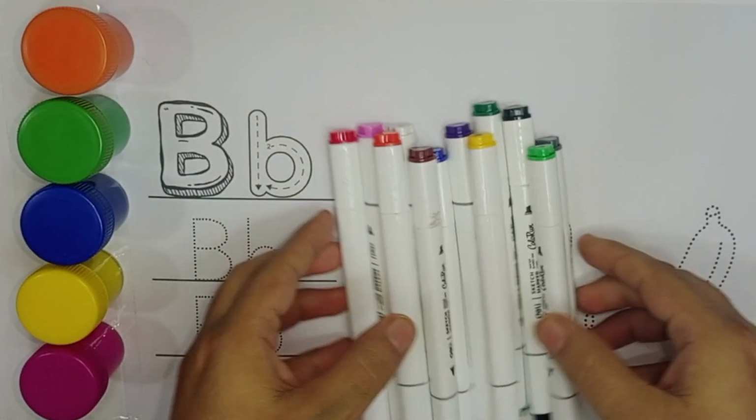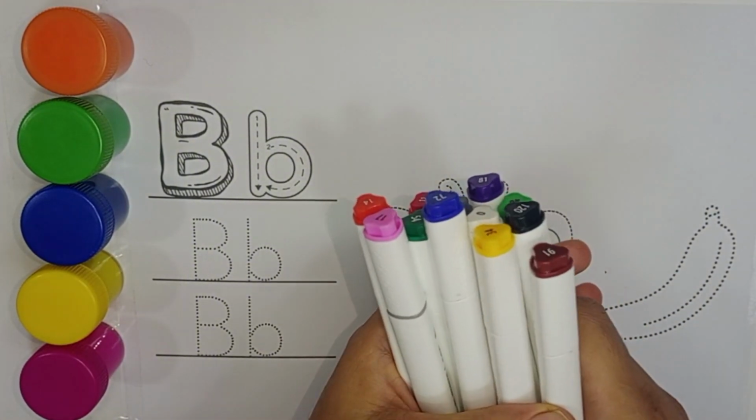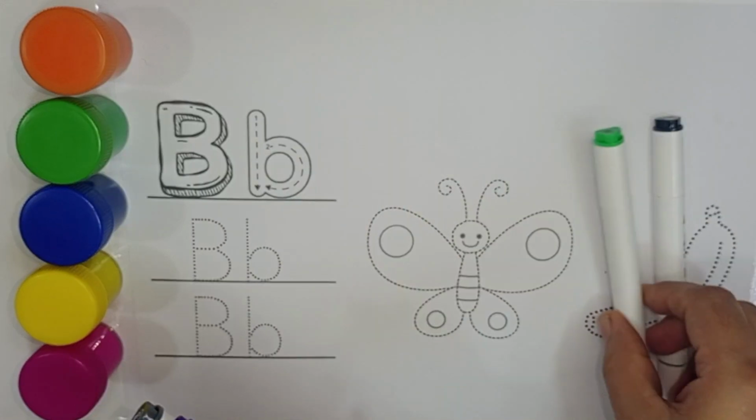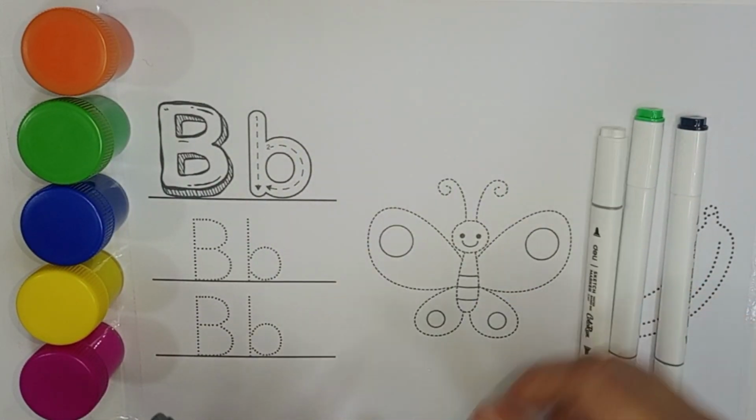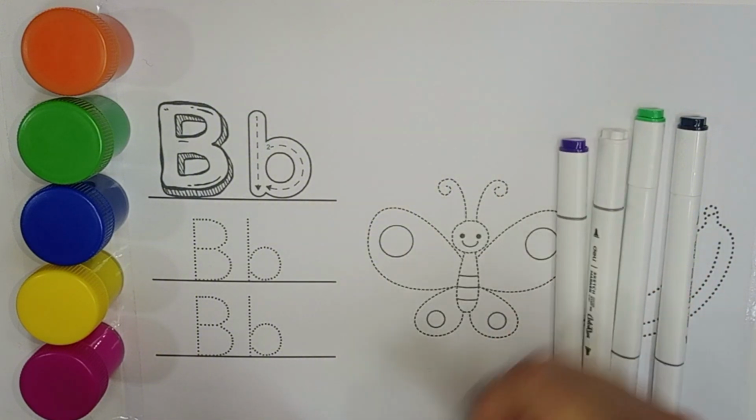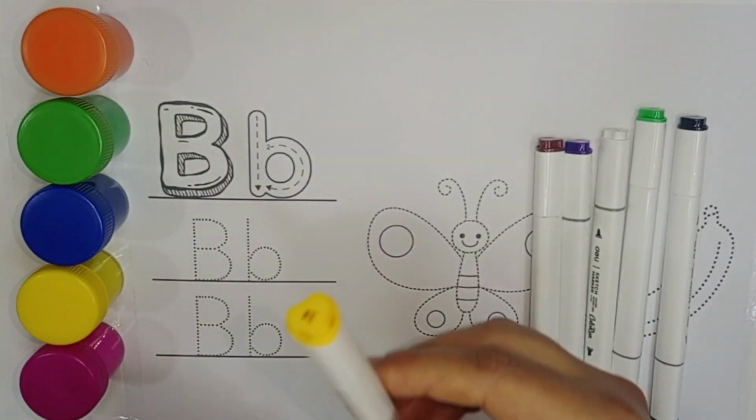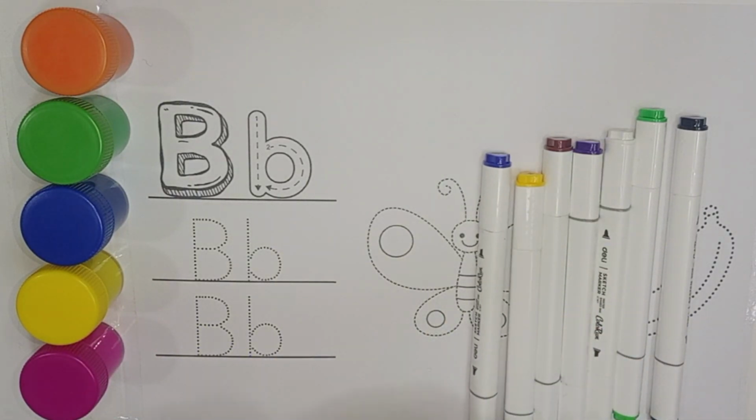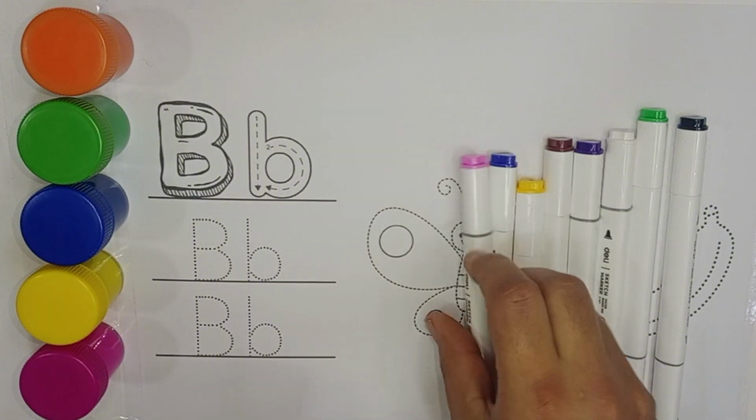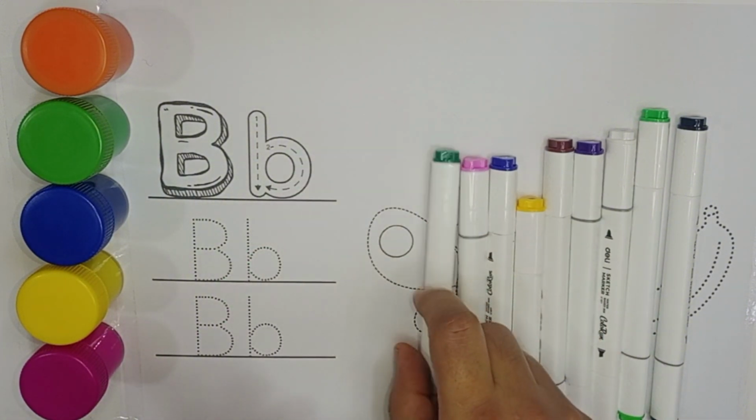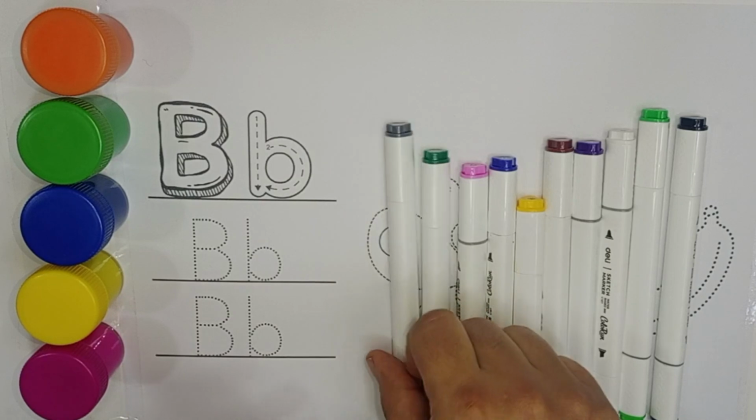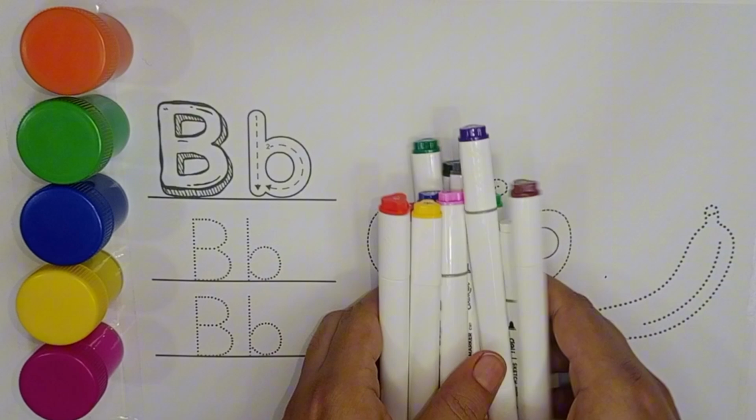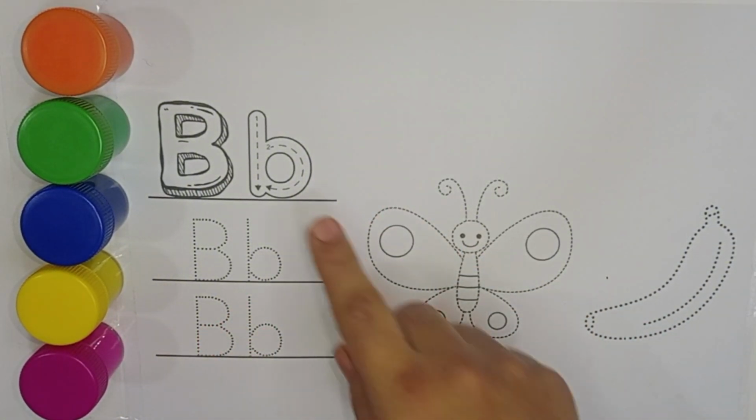Today we learn colors name. Colors name. Black color, light green color, white color, purple color, brown color, yellow color, blue color, pink color, green color, grey color, red color, orange color. Now we will start learn alphabet B.